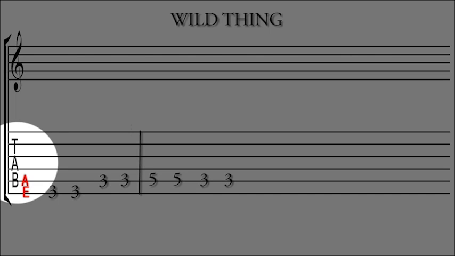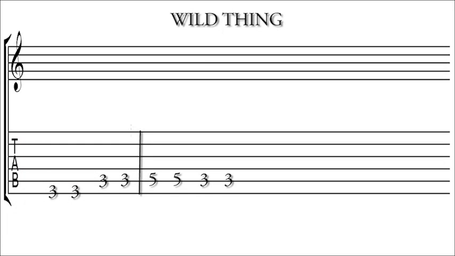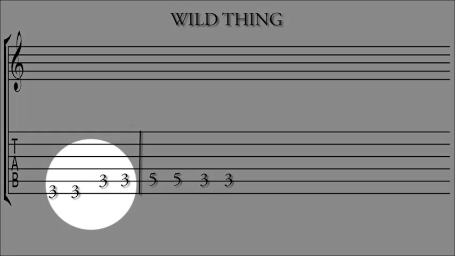The 3rd line is your D string. The 4th line is your G string. The 5th line up is your B string. And the last line up is your high E string. It's kind of the opposite of the way you would think it would be, but that's the way it is. So the numbers represent the frets you play on those strings. They do not represent your fingers.